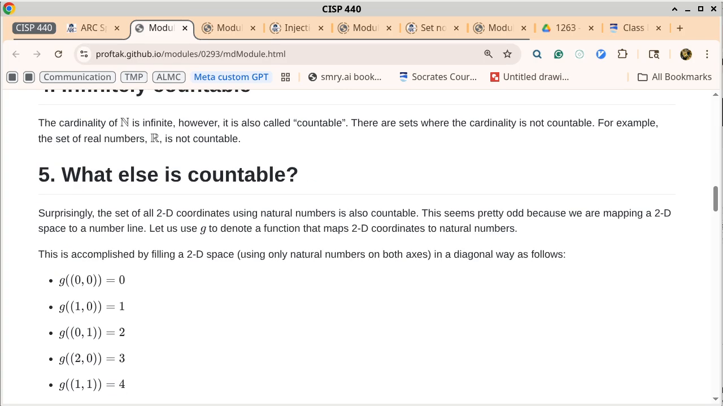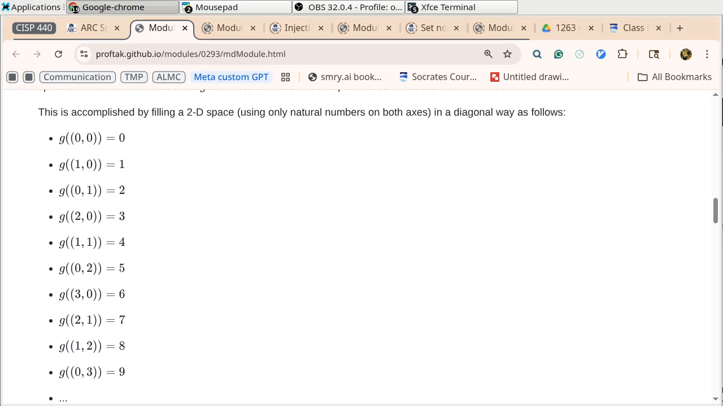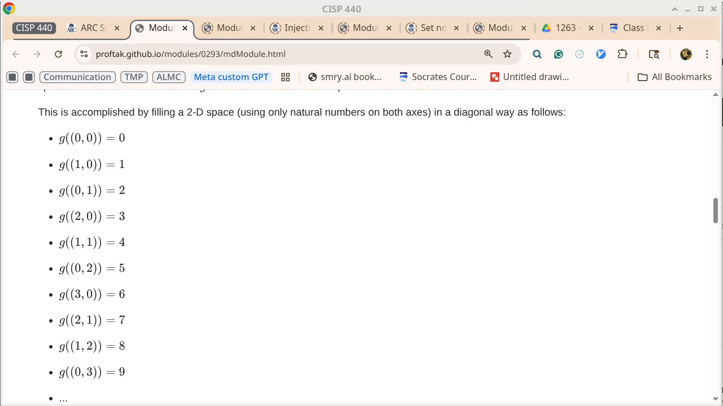So now we want to see what else is countable. For this part, it is easier to show it using a graphical method. So I will go ahead and show it in a graphical method in just a little bit of time.